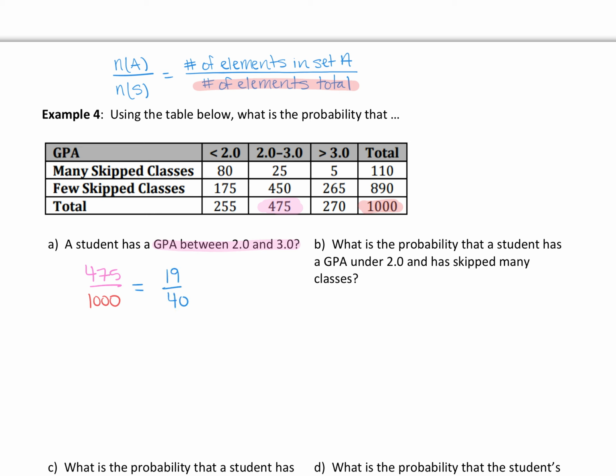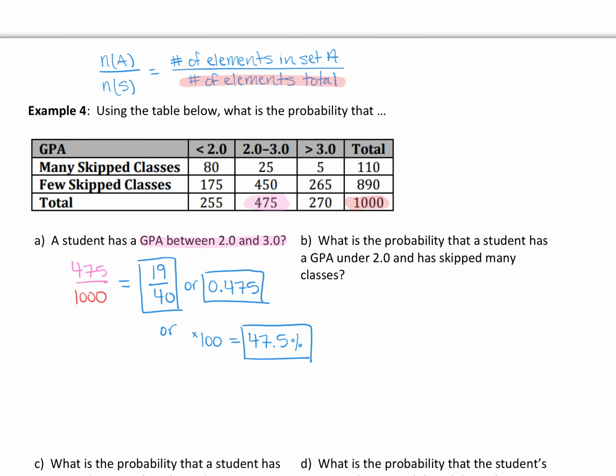And that can simplify to 19/40ths, or you can write it as the decimal 0.475, or you can multiply by 100 to get 47.5%. So either way of writing probability is correct. Write it as a fraction, a decimal, or a percent.